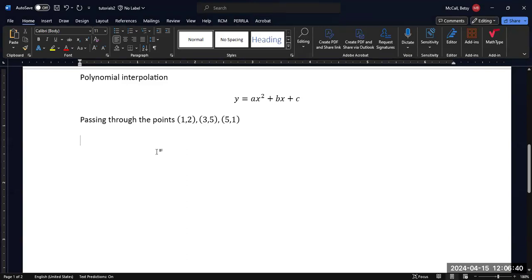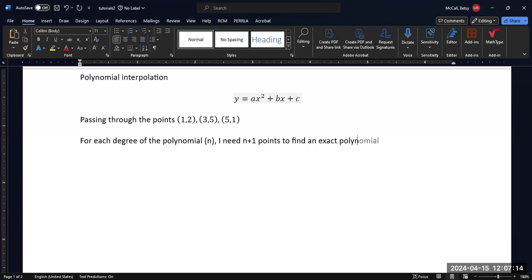Now, the idea basically is that I'm going to create a system of equations that is going to give me enough equations in my system that I can solve for all of the unknown coefficients. And the general rule is that for each degree of the polynomial, n, I need n plus 1 points to find an exact polynomial that passes through all the points.